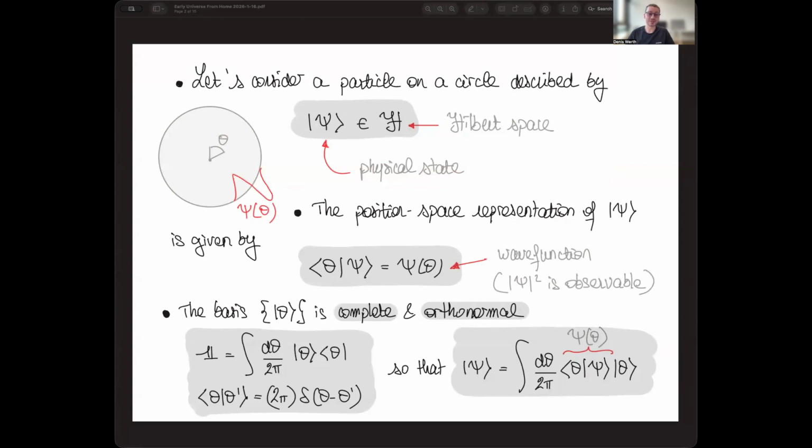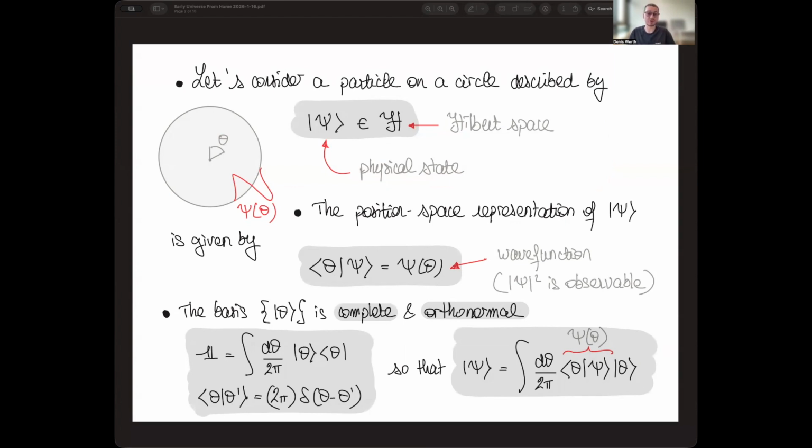Before focusing on the de Sitter spacetime, it is instructive to start with an elementary example, a particle on a circle. This toy example will serve as an analogy for what we will do in de Sitter. So let's consider a particle on a circle described by a physical state psi, which is an abstract vector or a ket of the Hilbert space, H.